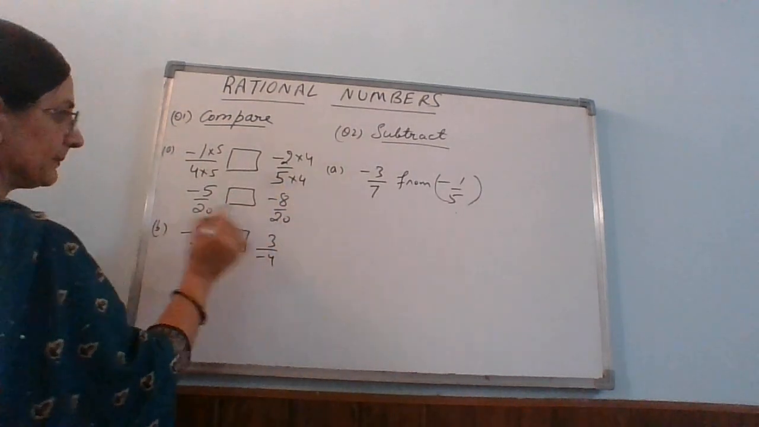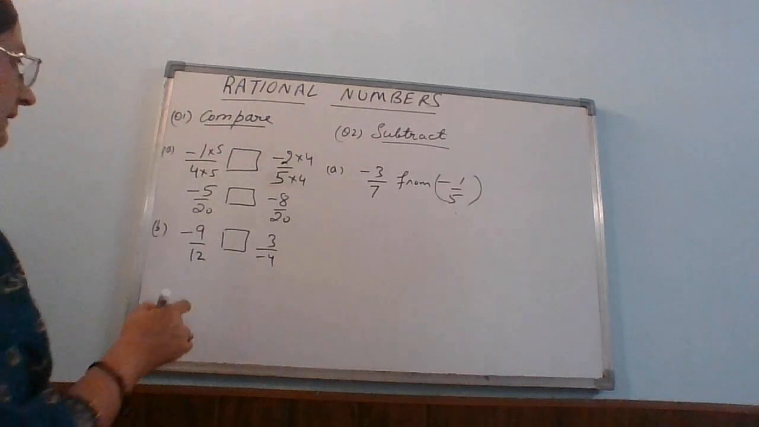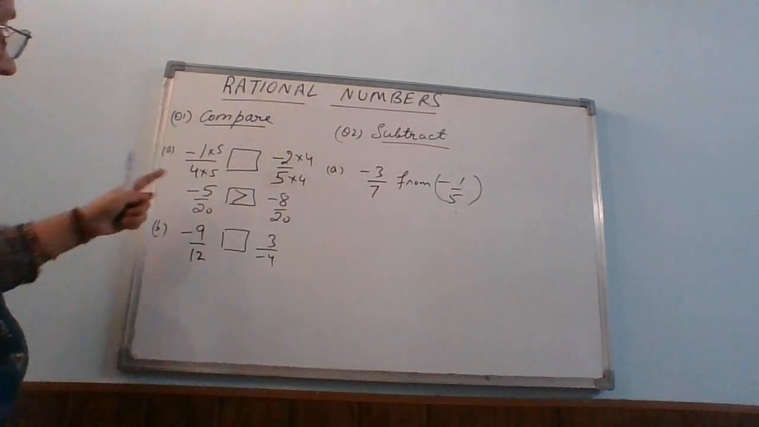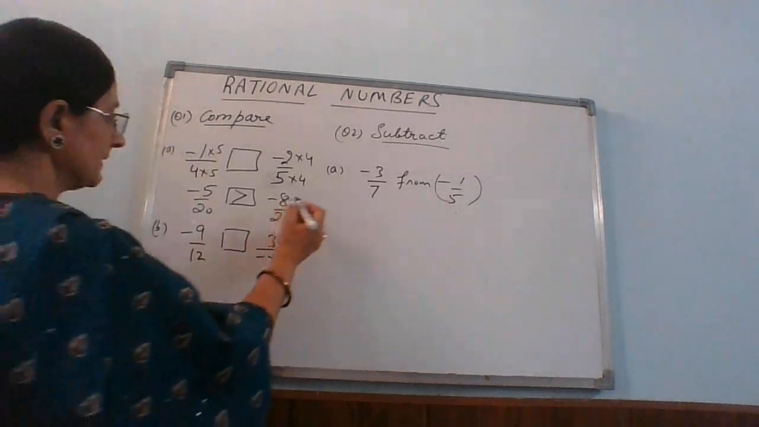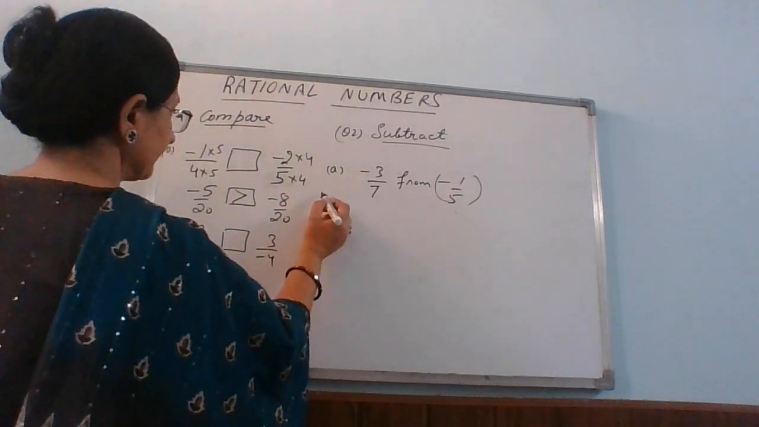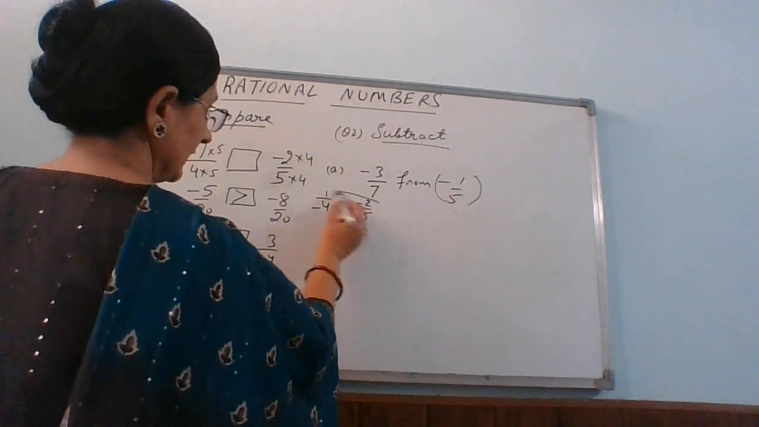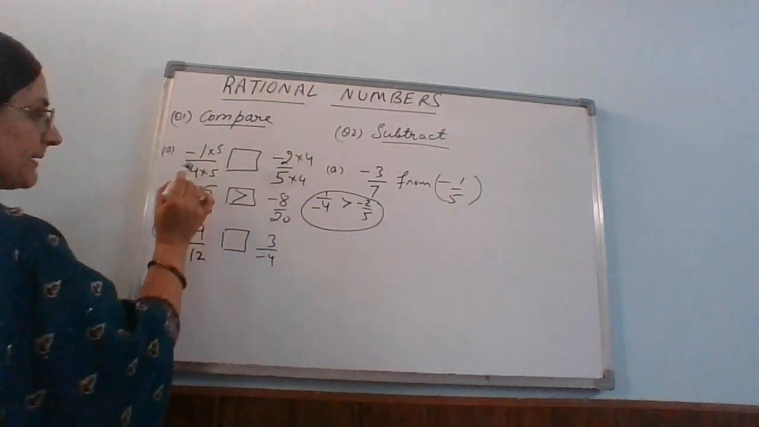Now when the numbers are negative numbers, the smaller number is greater, right? So the smaller is here minus 5. So in this case minus 1 by 4 is greater than minus 2 by 5. So this is the answer here. This part is greater, right?